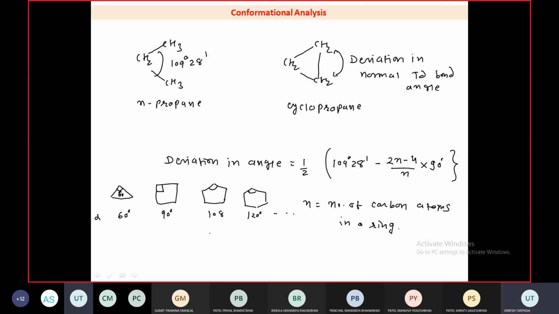So likewise, how do we get the deviation? If you want to calculate deviation, you put 109 degrees 28 minutes minus 2n, where n is equal to 3. So 3 into 2 is 6, 6 minus 4 is 2. So 2 by 3, into 90. 2 by 3 is 1.66, into 90.